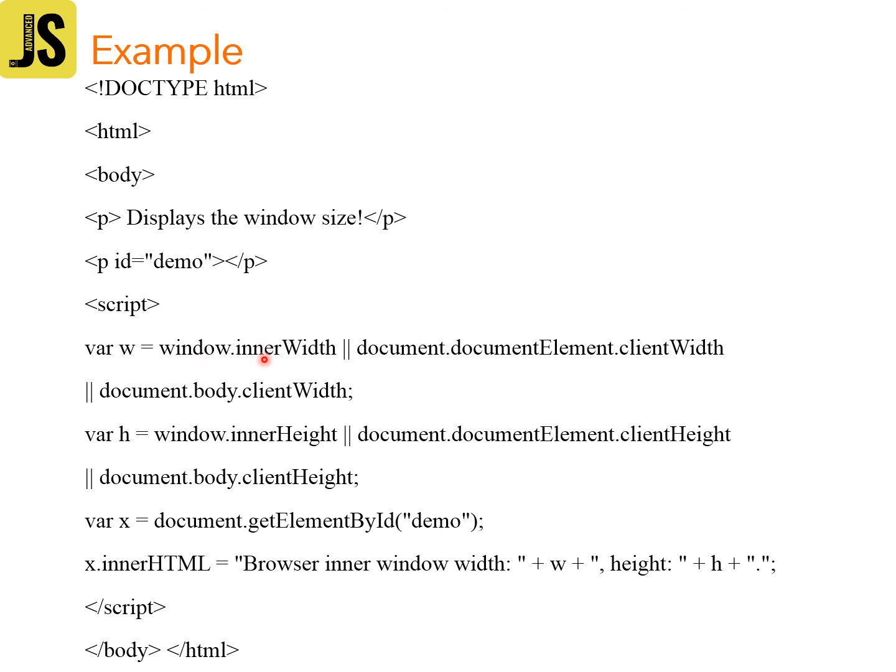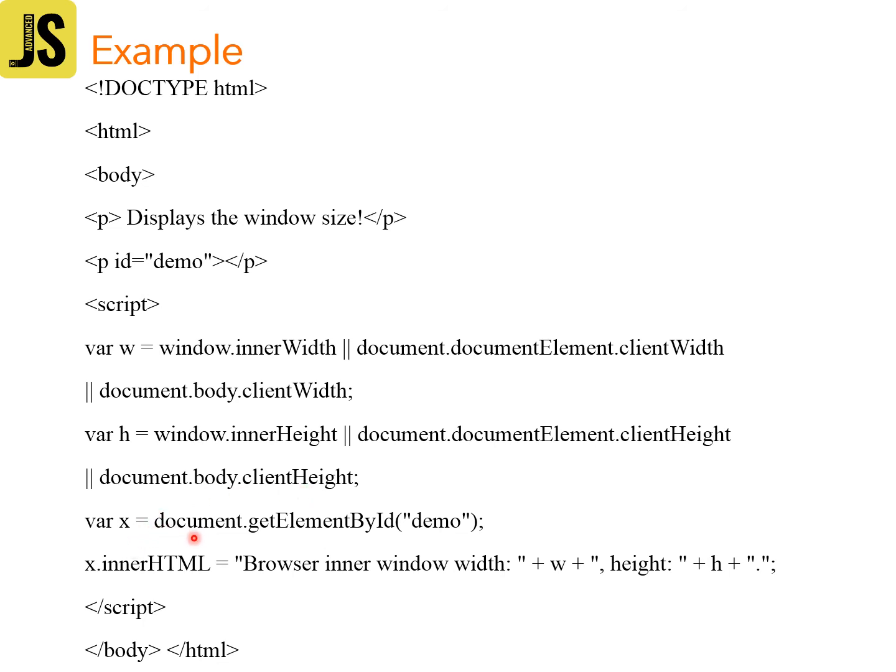We can access the inner width of a browser using window.innerWidth, or using document.documentElement.clientWidth or document.body.clientWidth. Likewise, the height is accessed. Variable h is used to store the height value. It is equal to window.innerHeight, or it can be accessed by document.documentElement.clientHeight or document.body.clientHeight.